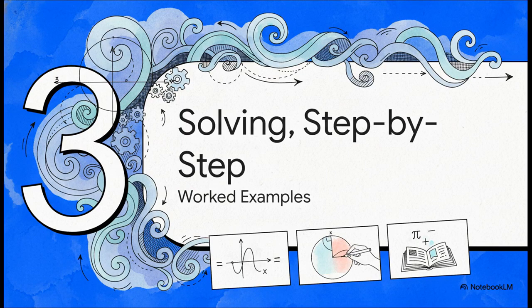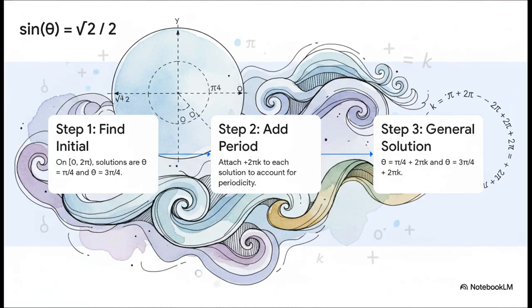Okay, enough with the theory. The best way to really get this is to just see it in action. So let's solve a couple of these step by step. Let's start with sine of theta equals the square root of 2 over 2. Okay, step 1 is your comfort zone. Find the angles on the unit circle. We know those are pi over 4 and 3 pi over 4.